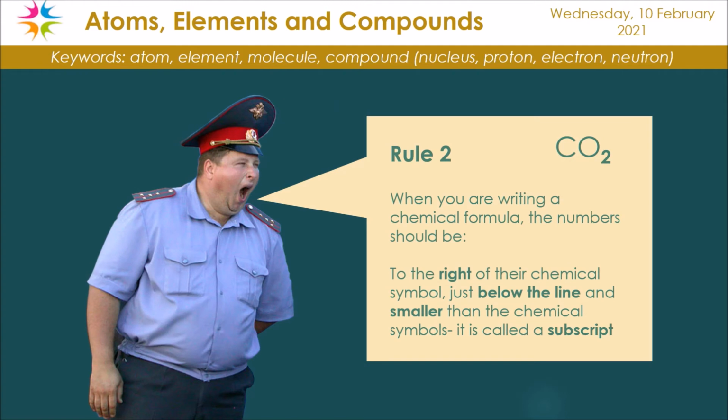Here's the second rule. When you're writing a chemical formula, the small numbers should be to the right of their chemical symbol, just below the line and smaller than the chemical symbols. It's called a subscript, and you can find it on the font menu in a Word document.